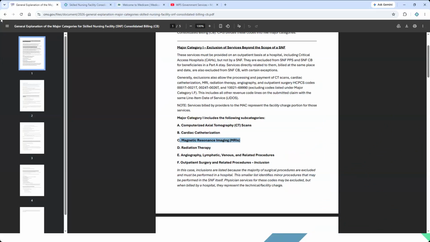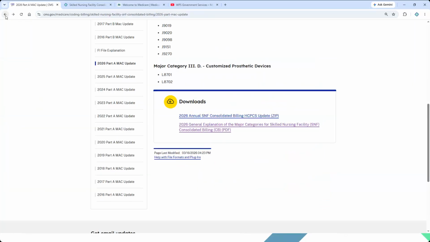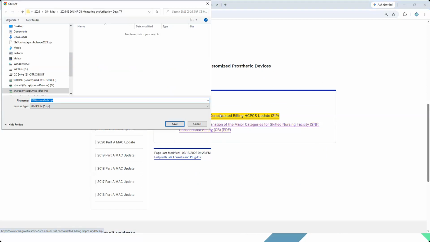I was asked to show you the Part A files. So again, right now I'm in the Part A MAC update. We just went through this general list. The file I think you were talking about is going to be underneath this 2026 Skilled Nursing Facility Update file.